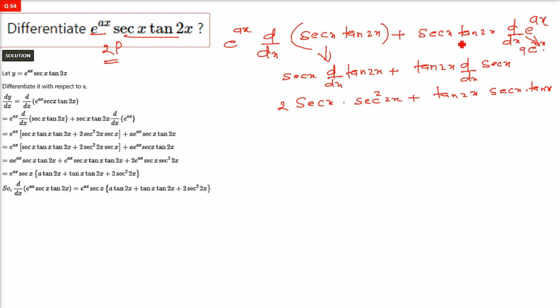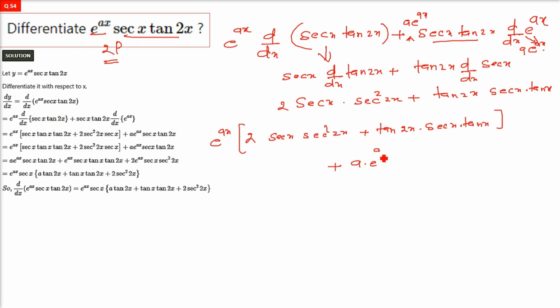And what is the differentiation of e to the power ax? It is e to the power ax, and differentiation of ax will give you a. So a e to the power ax. Essentially you will get a e to the power ax sec x tan x. So e to the power ax, and you have twice sec x sec square 2x plus tan 2x sec x tan x. Then we have plus a e to the power ax sec x tan x.